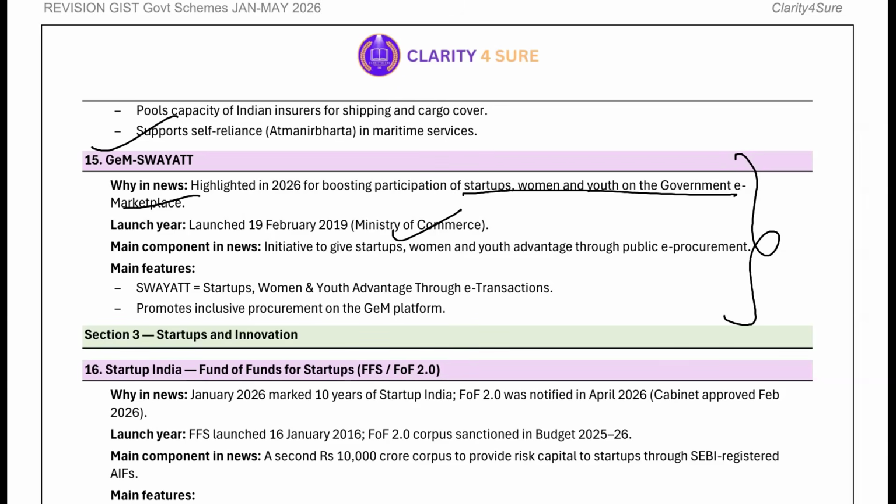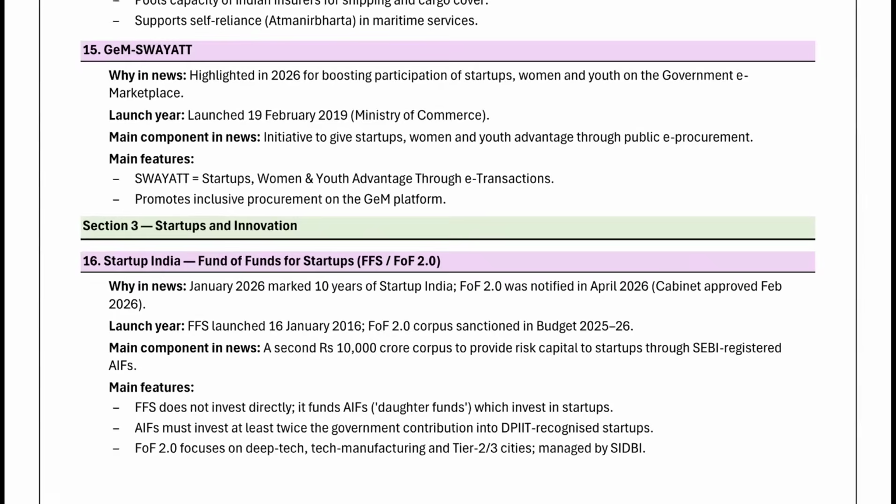Now ये स्वायत्त है क्या? And surely, देखो अगर इस पे women empowerment से related any descriptive question is there, and if you are putting this scheme, I bet you surely you will get good marks, right? Why? Because it is something which is highlighted in 2026, and the launch year is important, which is 19 February 2019 under Ministry of Commerce. Is it clear?